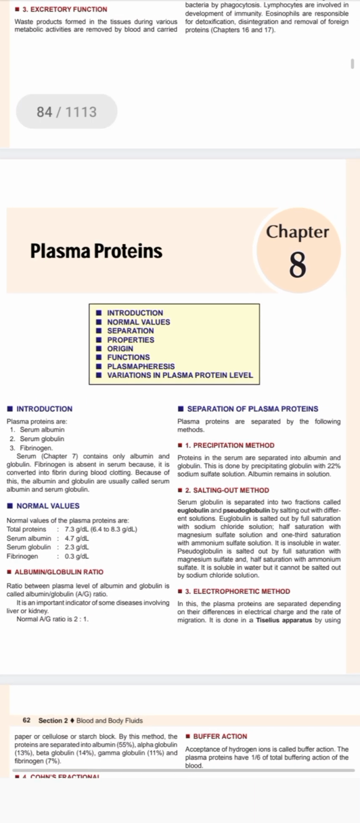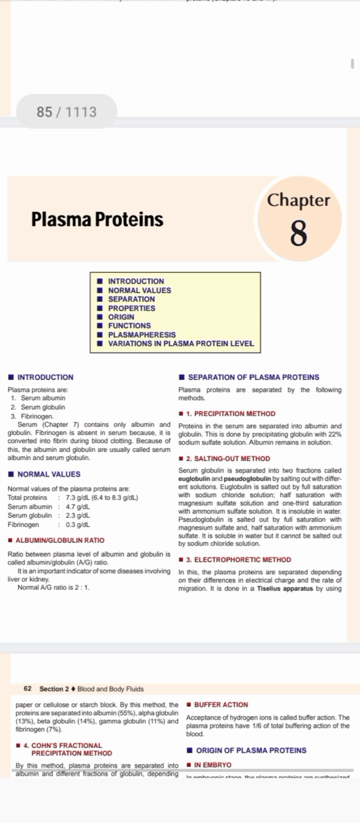Plasma proteins are serum albumin, serum globulin, and fibrinogen. Serum contains only albumin and globulin, and fibrinogen is absent in the serum because it is converted into fibrin during blood clotting. Because of this, albumin and globulin are usually called serum albumin and serum globulin, because they are present in serum.